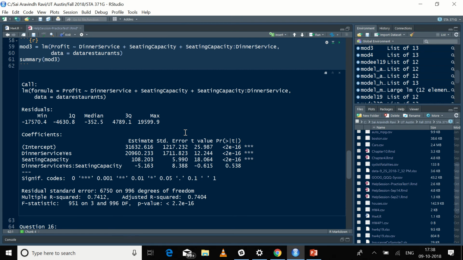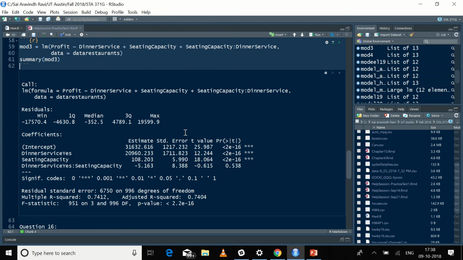Because if this goes to 0, then what happens is this goes to 0 and this term goes to 0 as well. So you're left with nothing but the intercept and the slope of the seating capacity. All right. So yes, the base is always 0.